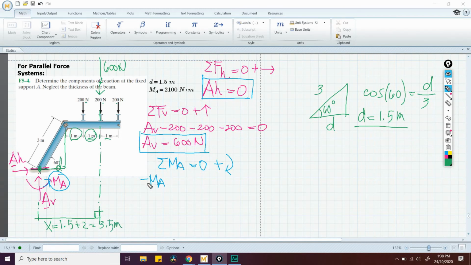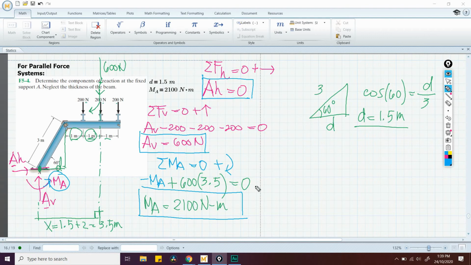So, now, our summation of moment at point A is given by moment A, that is negative kasi counter siya. And then itong 600 na iikot, okay, yung ikot niya is clockwise. So we will have plus 600 times 3.5 meters equal to 0. So MA yung hinahanap natin, ilipat natin siya. So we will have positive MA equal to 2100 Newton meter. Okay, so that is our answer. Ayan na yung ating mga support reactions.